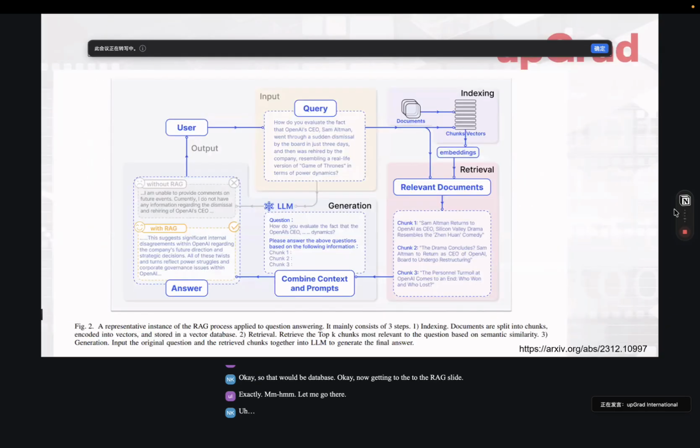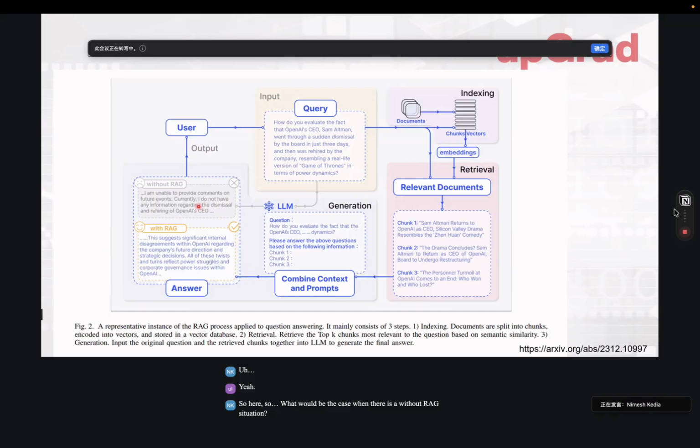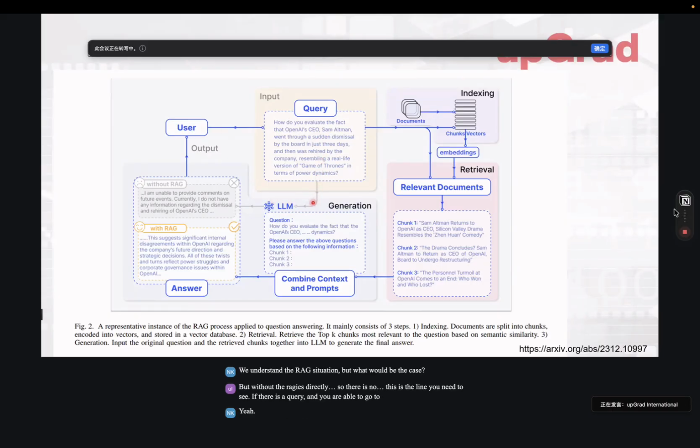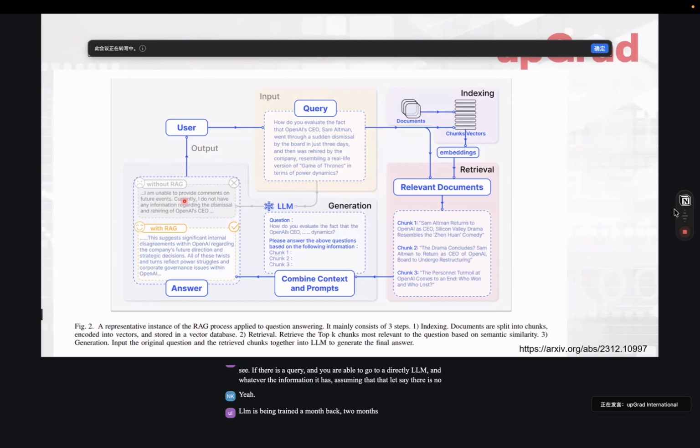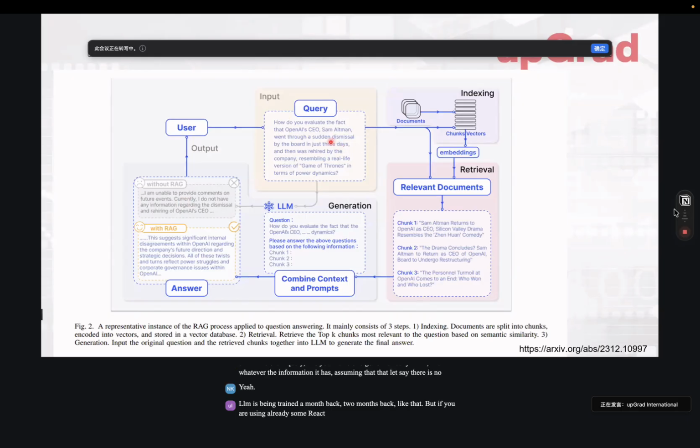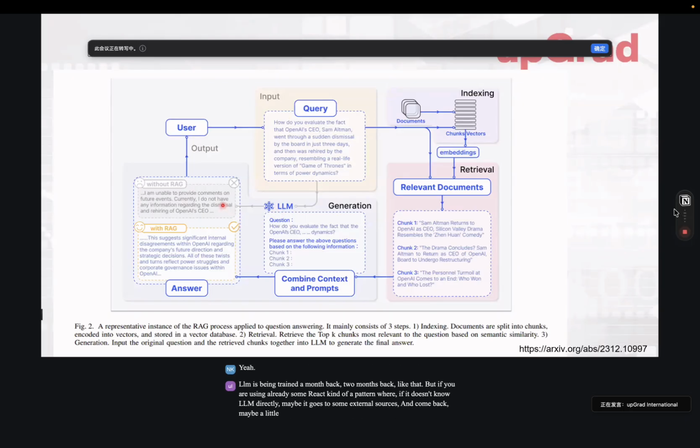So what would be the case when there is a without-RAG situation? We understand the RAG situation, but what would be the case without the RAG? This is the line you need to see. If there is a query and you go directly to an LLM, whatever information it has, assuming the LLM was trained a month back, 2 months back like that. But if you are using some ReAct kind of a pattern, where if the LLM doesn't know directly, maybe it goes to some external sources and comes back, maybe a little better answer may come than this.